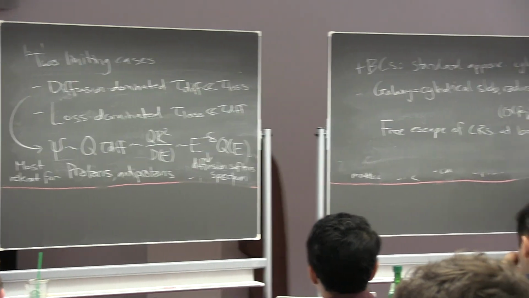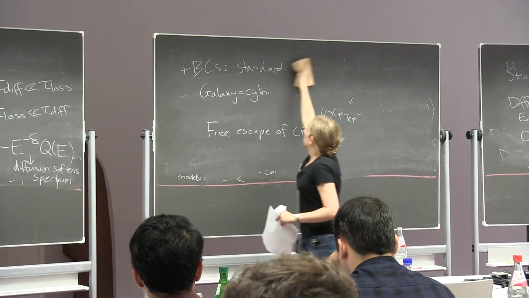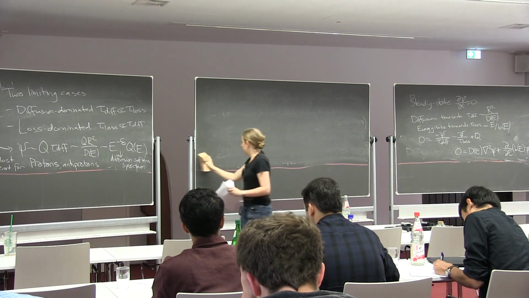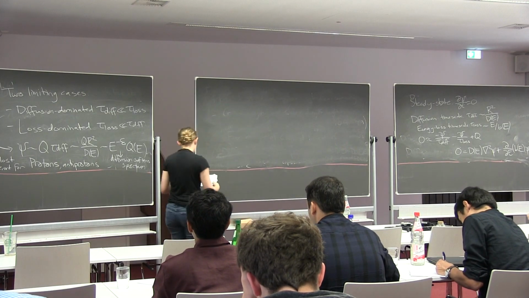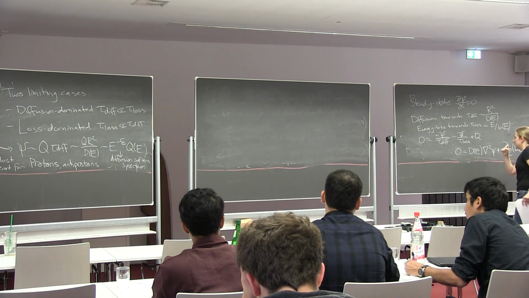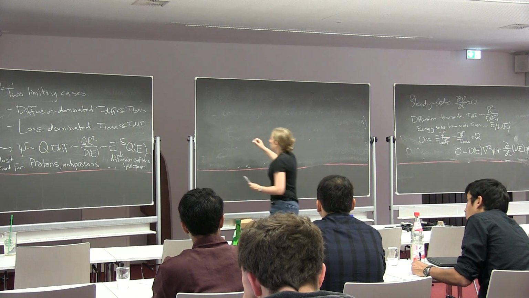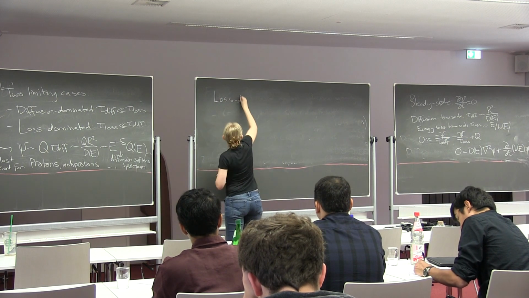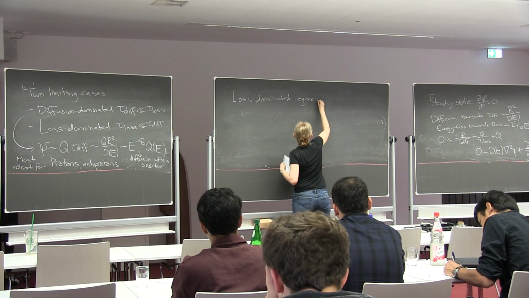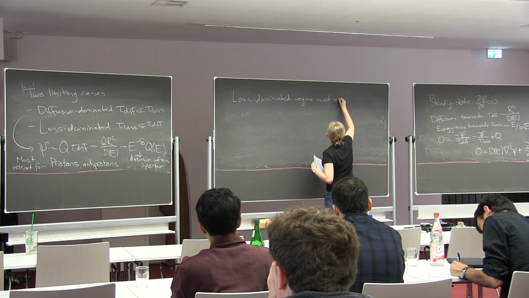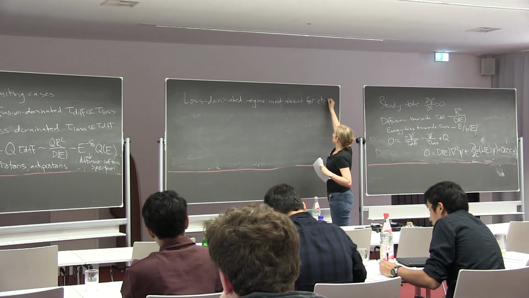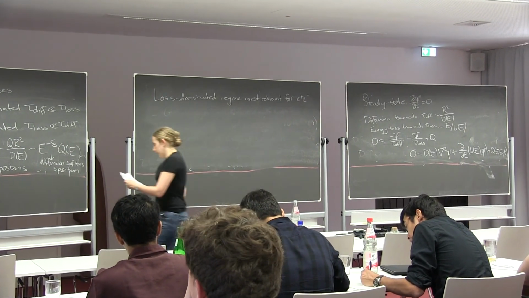Okay, so what happens in the other case where we're in the loss dominated regime? To do this we need to say something about what the energy dependence of b of E is. The loss dominated regime is most relevant for electrons and positrons because they actually lose their energy pretty fast in our galaxy.